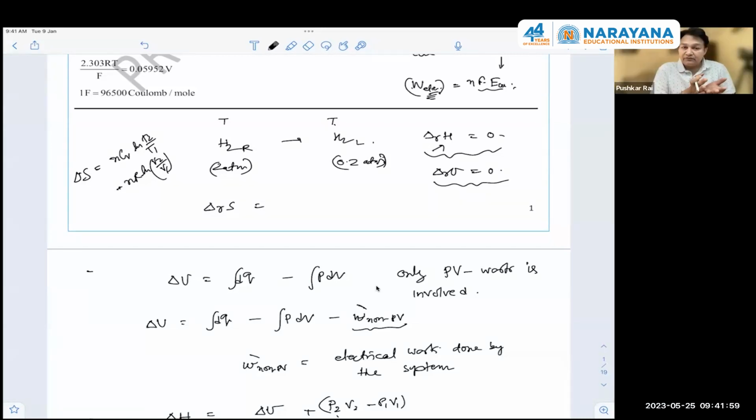H2 gas is going from right side to left side at different pressure. That is why this question is such an interesting question. You see, only by merely changing the pressure you are carrying out the process. So delta S here will definitely be given by nR ln V2 by V1, meaning P1 by P2. So from P1 to P2, you are going from 2 atm to 0.2 atm. This is always going to be positive. Of course, it is going to be positive.